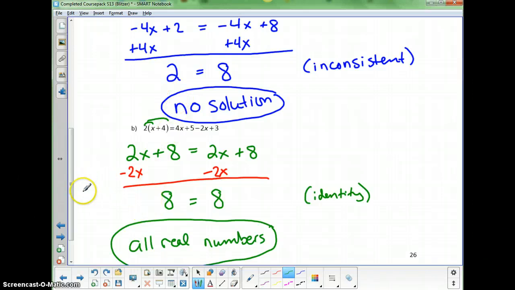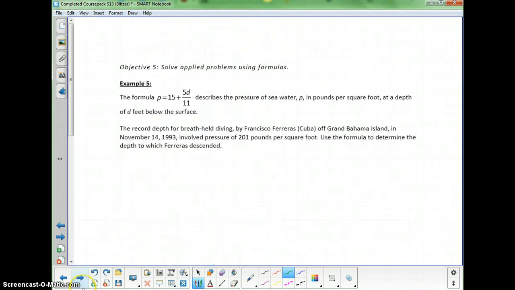So in both of these two cases, you have the same number of x on both sides of the equation, so when you eliminate the x, it eliminates from both sides, and you're left with either a true or a false statement. Let's go to the next page. Our last objective, solving an applied problem.